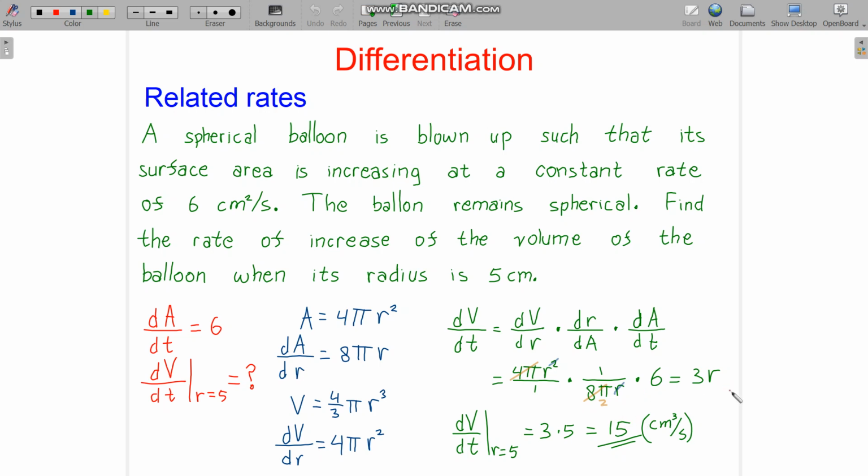And now what we are looking for is when the r is 5, so 3 times 5, we get 15, final answer. Right, that's it.